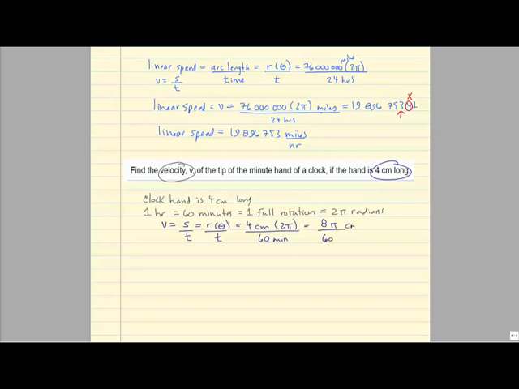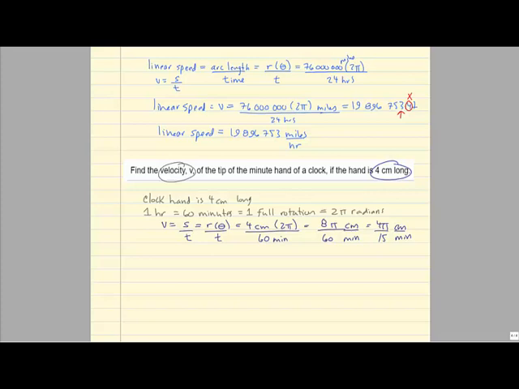And this is centimeters per minute. Reducing, I would have 4 pi over 15 centimeters per minute. Okay, so that gives us the velocity of the tip, not the angular velocity, but the velocity of the tip there.